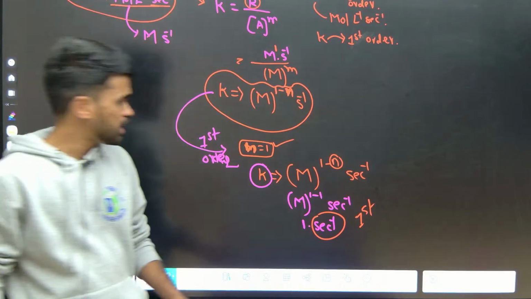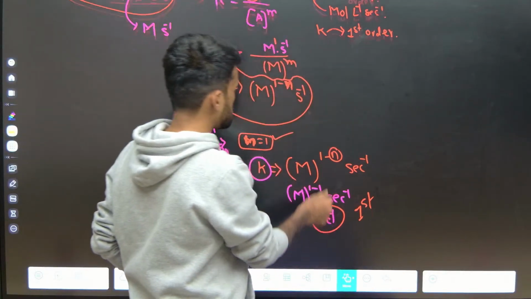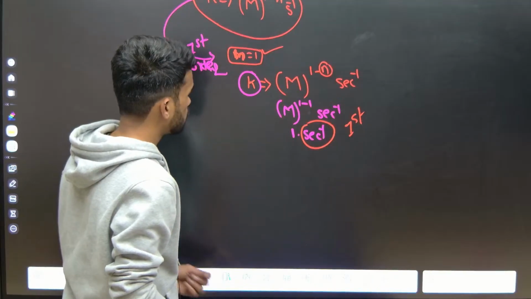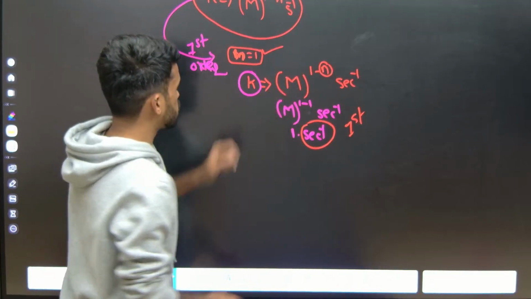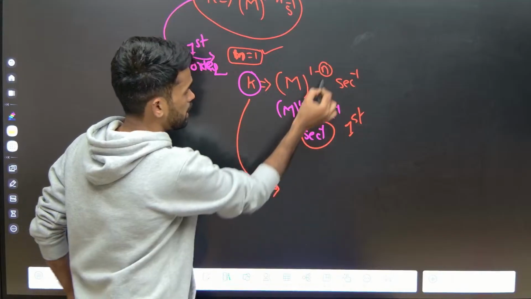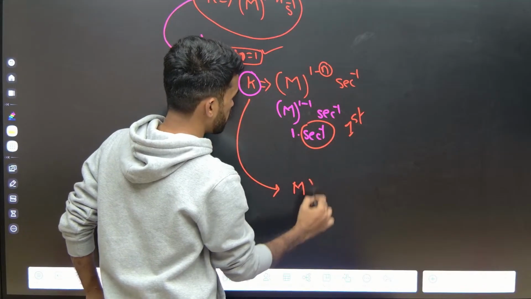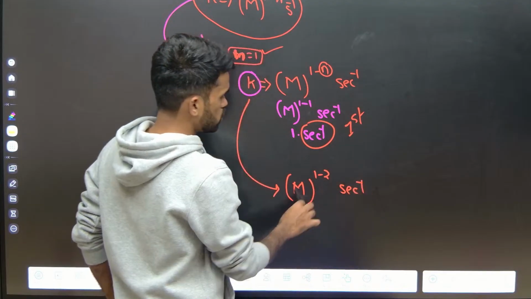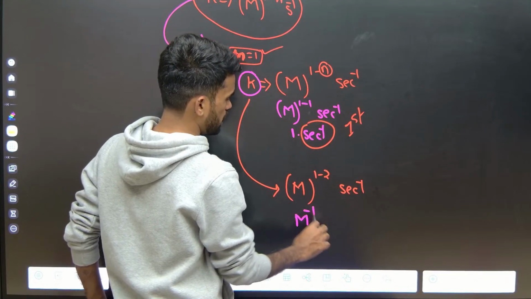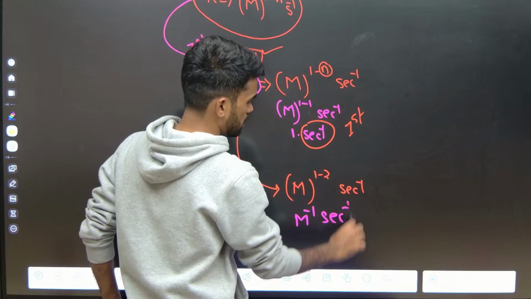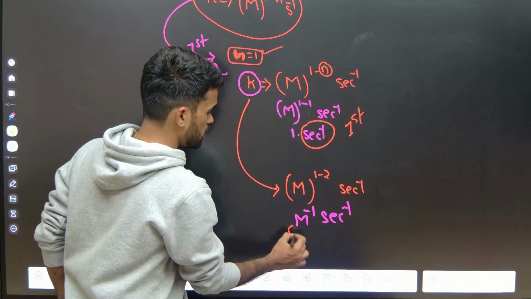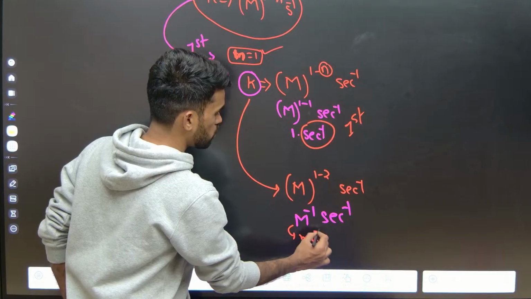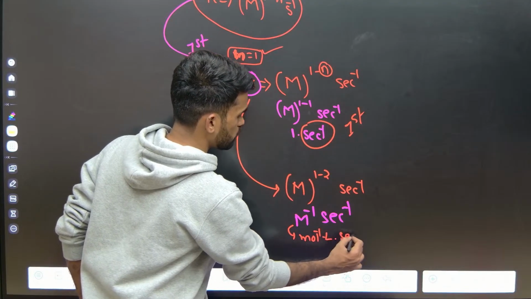Can you tell me what are the units of the rate constant for second order? Just insert the n value as 2: molarity power 1 minus 2, second inverse. So this is nothing but molarity power minus 1, and second inverse as it is. Molarity is mole per liter, so it means mole inverse liter second inverse, that's it.